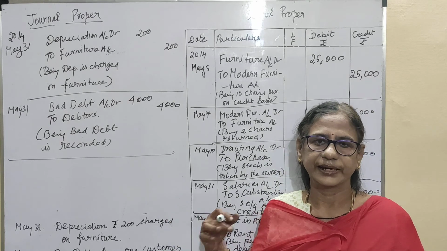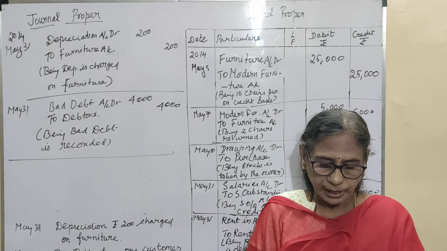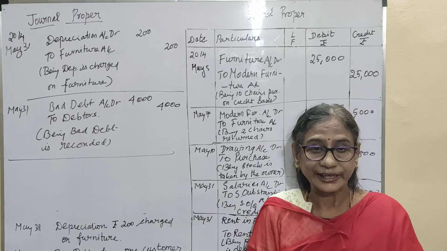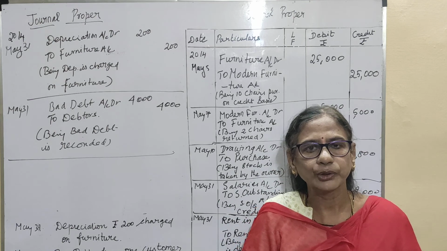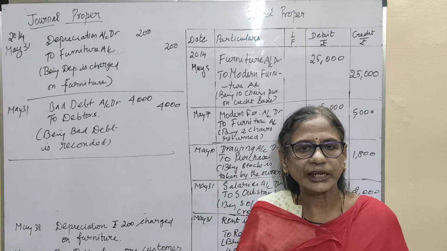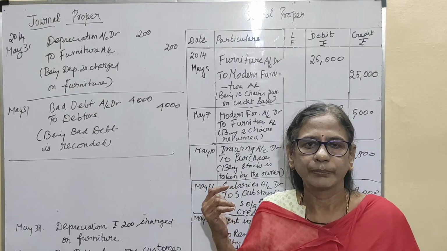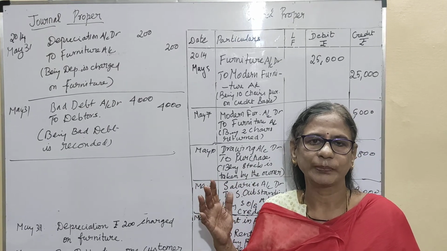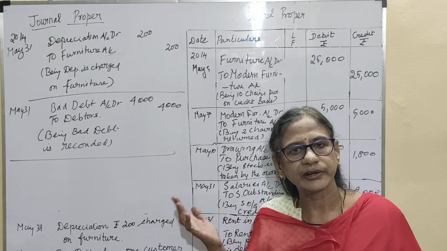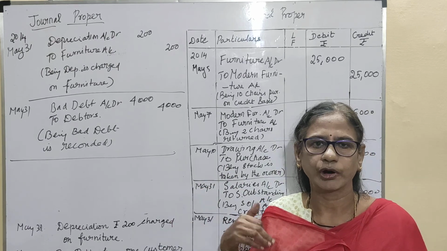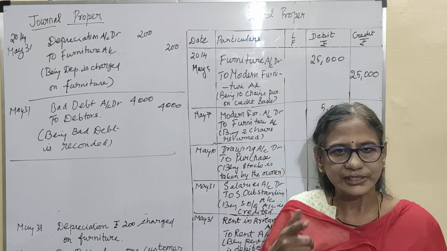Now let us see the next topic, which is the trial balance and the errors in trial balance. Even though technically, arithmetically, everything is recorded correctly, sometimes there may be some mistakes or errors. First let us find out the errors, then we'll find out the way of rectifying the errors. We'll see in the next video.